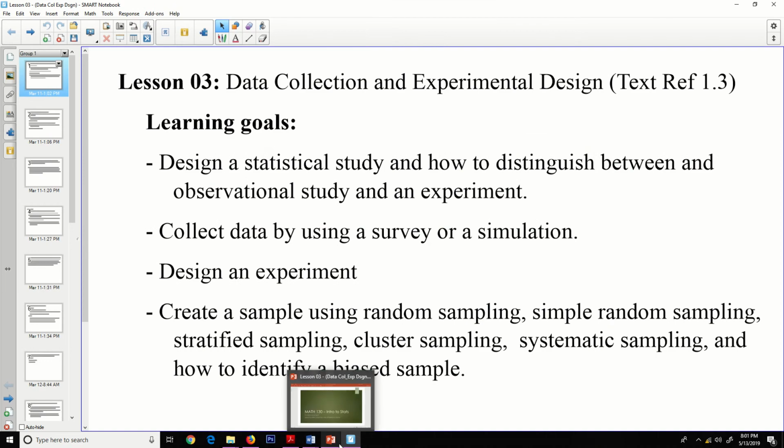Today we are going to be talking about designing statistical studies and how to distinguish between an observational study and an experiment. We're going to talk about data collection using a survey or simulation. We're going to talk about how to design an experiment and then create an example using random sampling, simple random sampling, stratified sampling, cluster sampling, systematic sampling, and how to identify a biased sample.